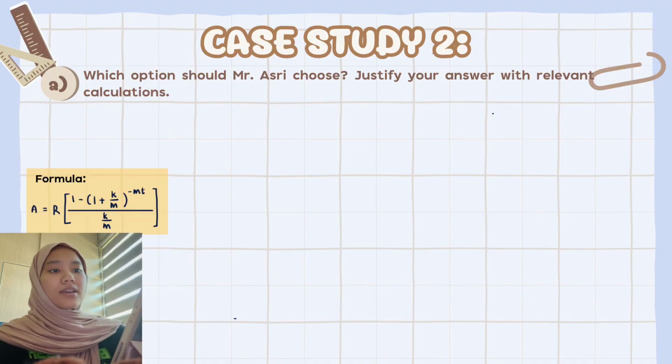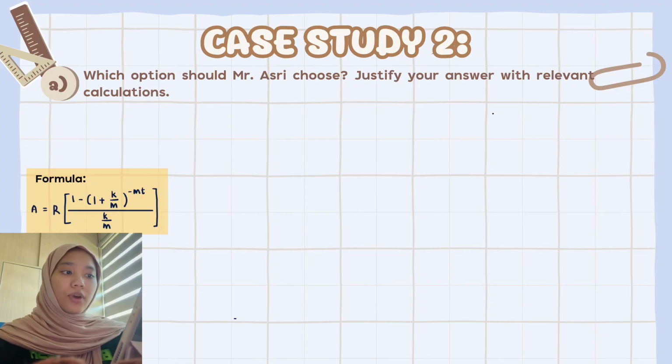And for this question, we will be using the formula A equals to R times (1 minus (1 plus K over M) to the power of negative MT) over K over M. A here stands for accumulated value, whereas R stands for periodic payment. K stands for the interest rate, where M stands for the number of times the money will be compounded in a year, and T stands for years.